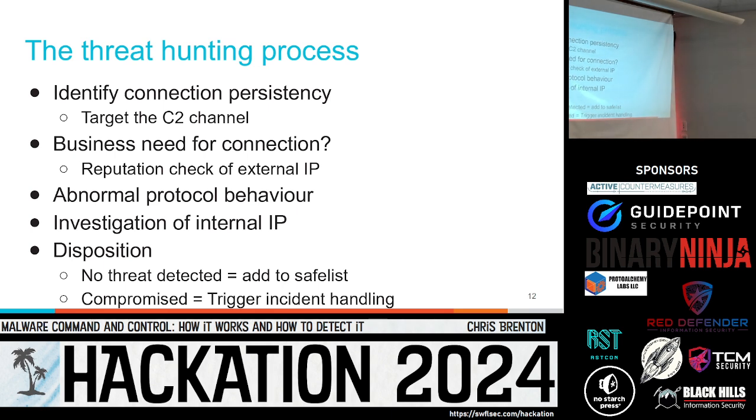So if you find persistency, you can't identify a business need, now let's go in and take a look at the protocol. Because what I found is that most C2 channels don't look perfectly normal. There's always something a little bit funky about it. And a lot of times during a protocol analysis, you'll figure that out.